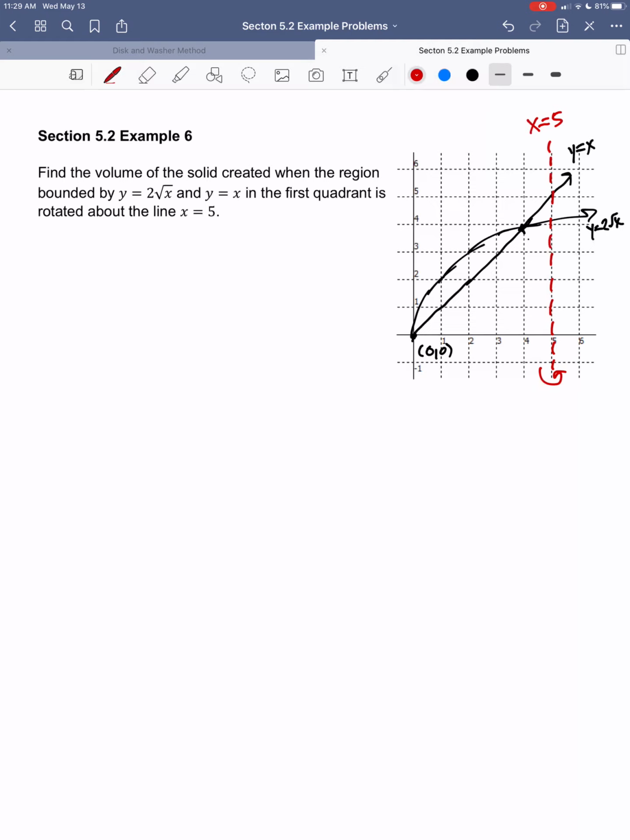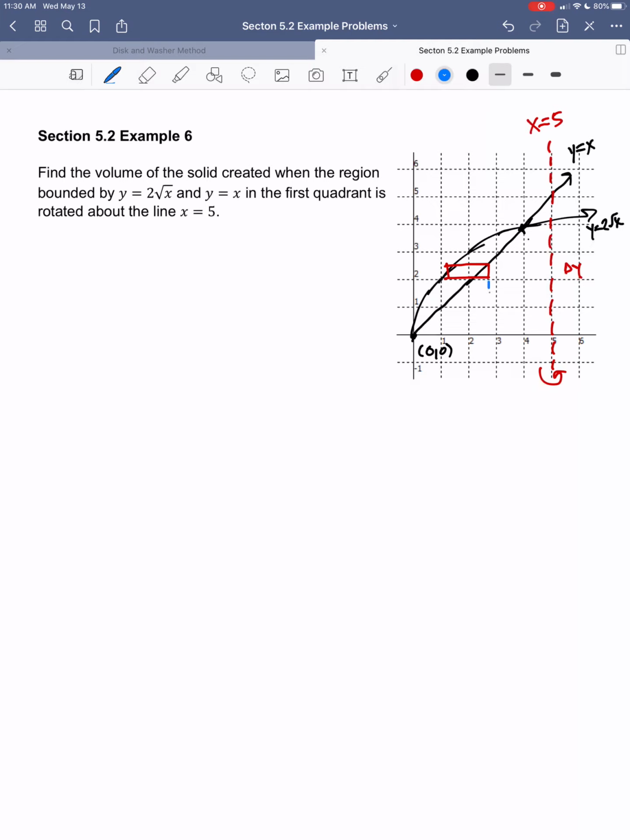Since that's a vertical line, my rectangles are going to have to be perpendicular. So I'm going to go this way. So I'm going to have a little delta y, right? Where when I rotate this rectangle around that line, it is going to make a washer, right? And when that goes around, there's a gap here. So I'm going to need an outer radius and an inner radius.